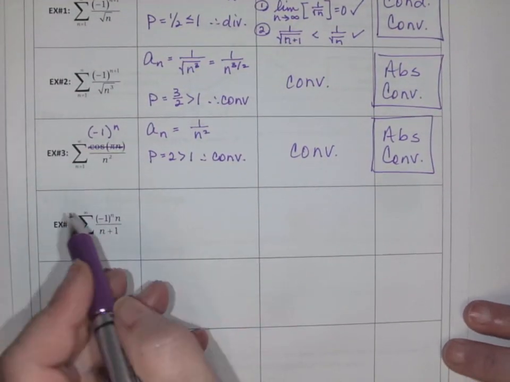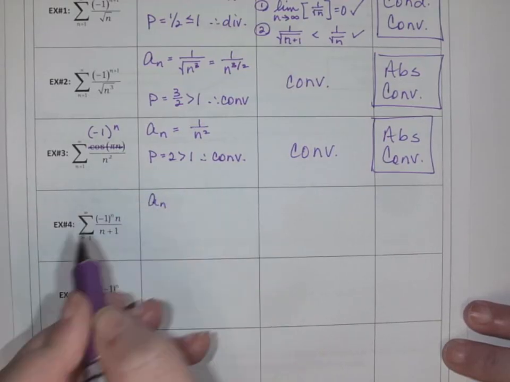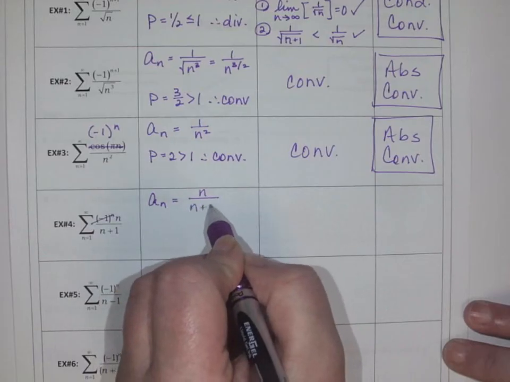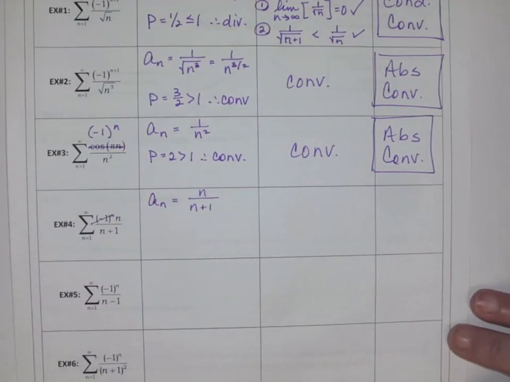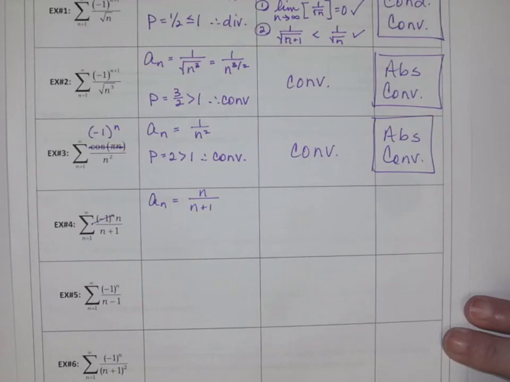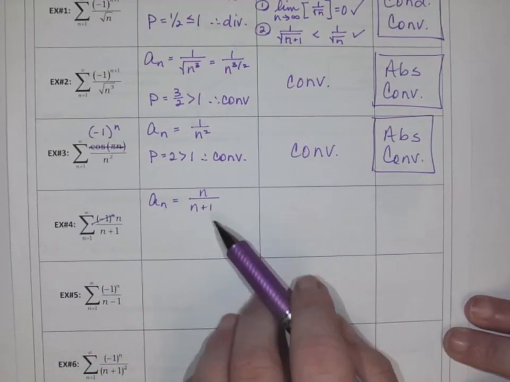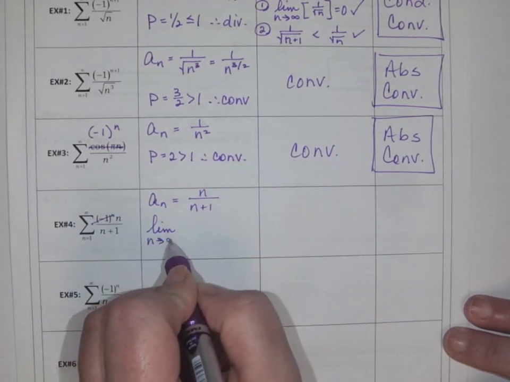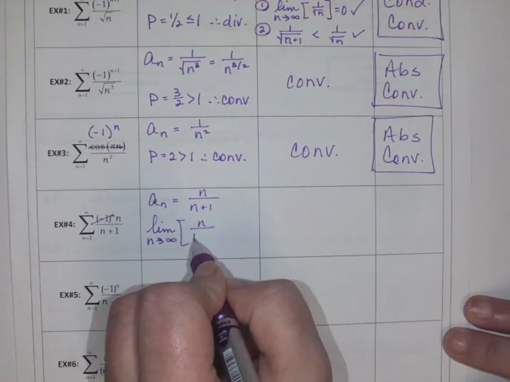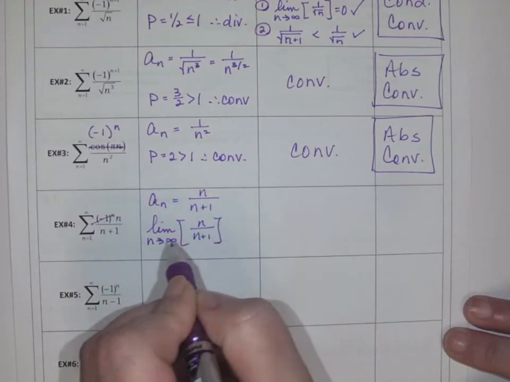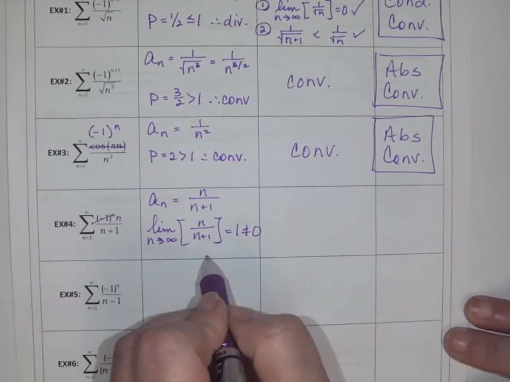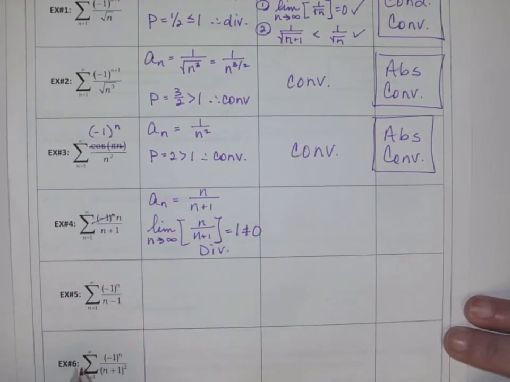All right, this guy, if we remove the -1 to the n, then our expression is n over n plus 1. So we need to decide if that converges or diverges. Well, if I look at this test, I'm thinking to myself, well, that's an equal. So we would have the limit as n goes to infinity of n over n plus 1 is equal to 1, which is not 0. So this guy is going to diverge.